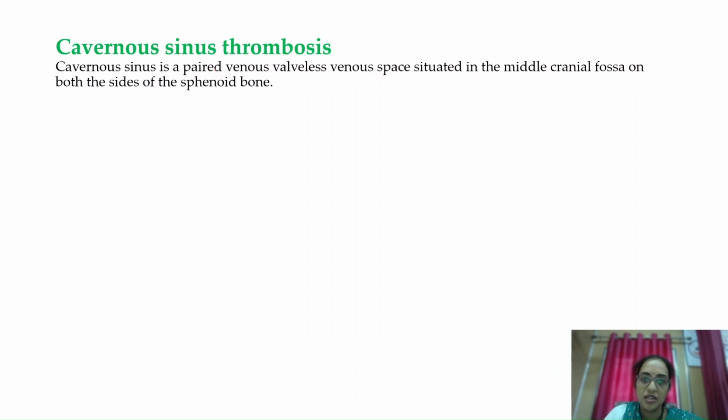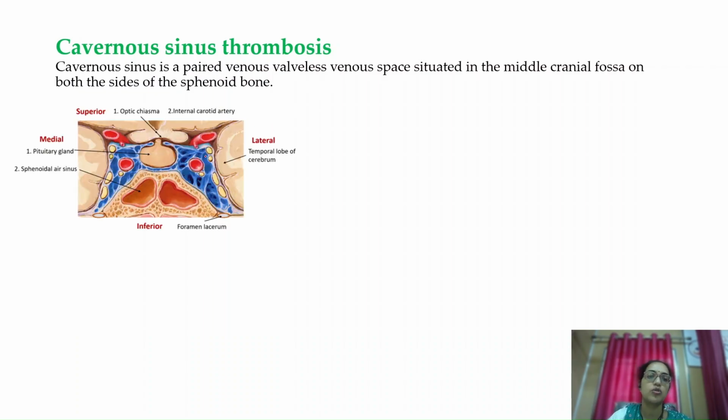Cavernous sinus is a paired venous valveless space situated in the middle cranial fossa on either side of the sphenoid bone. So let's look at the relations here. So this blue color is the cavernous sinus. Can you see they are connected to each other by a small communication there? So superiorly we have the optic chiasm and the internal carotid artery. On the medial side you have the pituitary gland and the sphenoidal air cells. Laterally, you have the temporal lobe of the cerebrum, and inferiorly, you have the foramen lacerum.